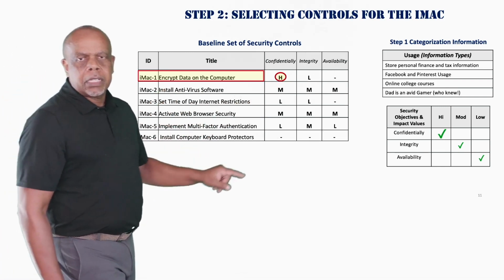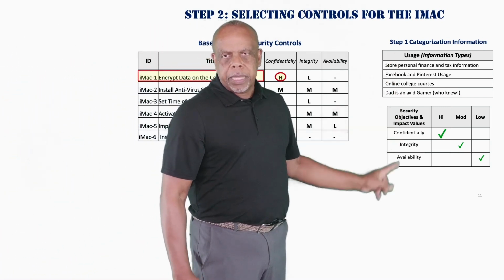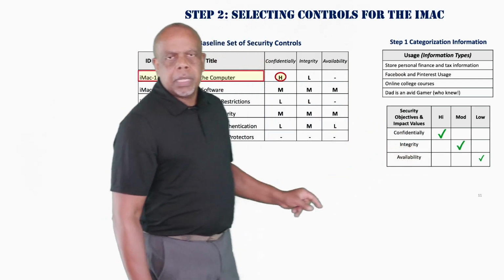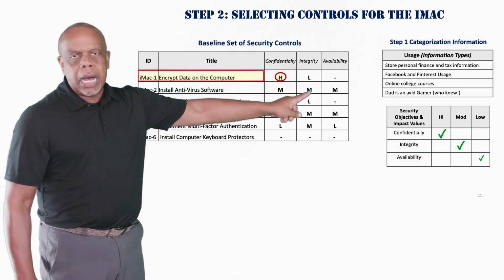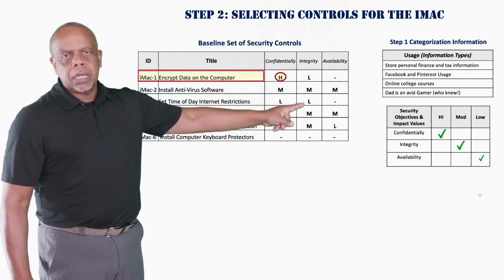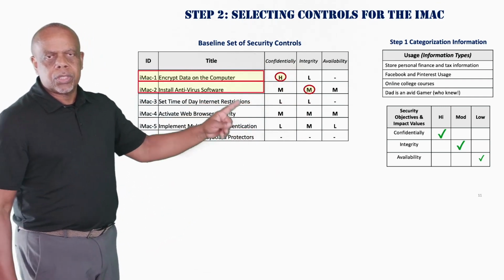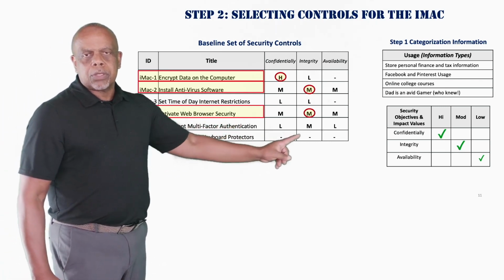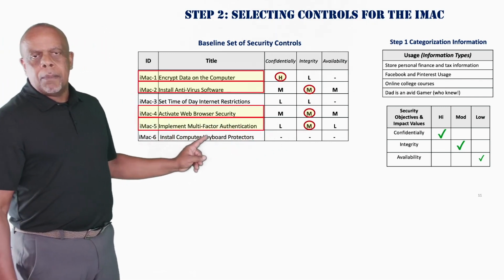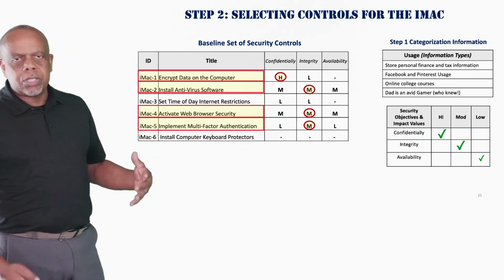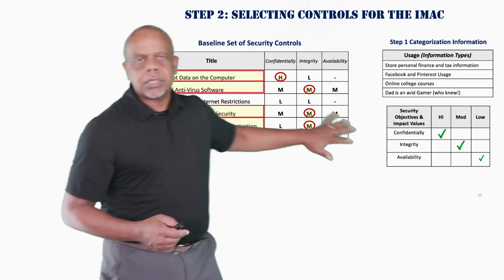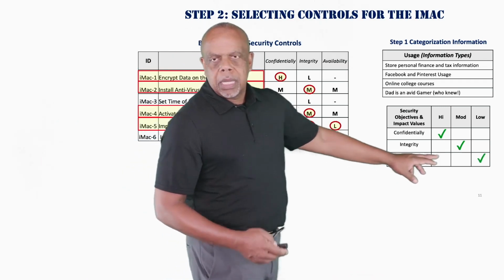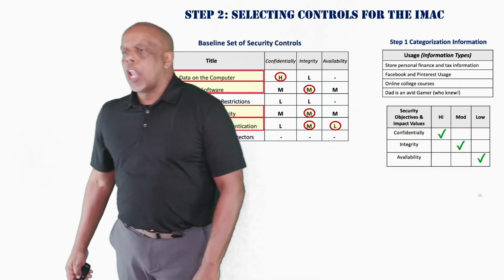Okay? Now let's take a look at integrity. This is my categorization. I'm going to apply it to the control set. So integrity is moderate. Now I look at my integrity column. Anywhere that I see moderate, I need to select that control, such as this one: install antivirus software. This one, activate web browser security. Here's another moderate: implement multi-factor authentication. So now you see, it is telling me, based on what I categorized, what controls I need to select and implement.